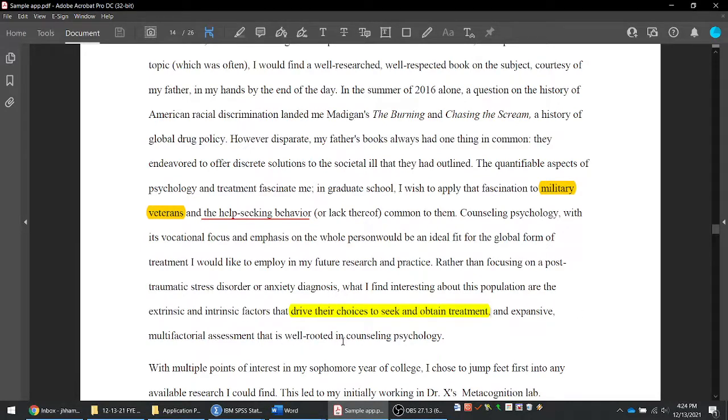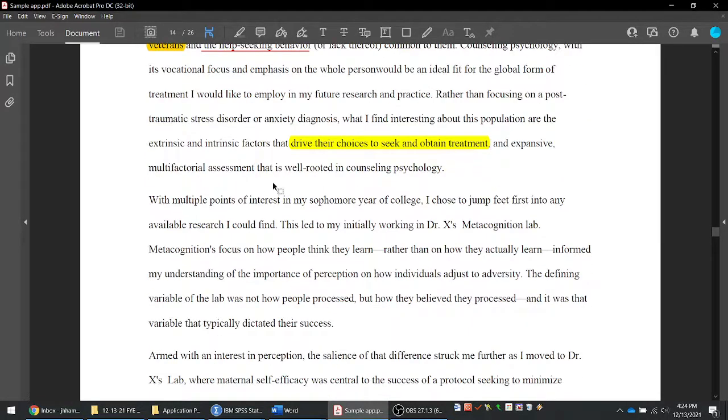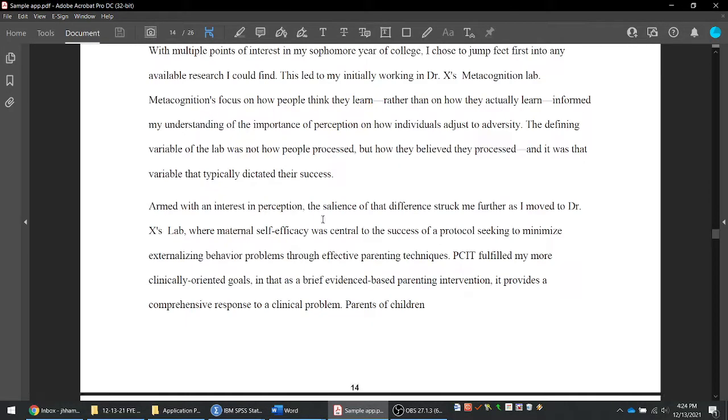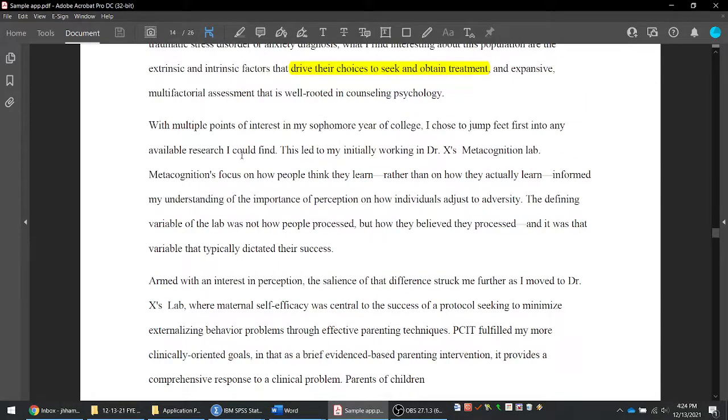Multifaceted is well-rooted in counseling psychology. With multiple points of interest in my studies, I chose to jump feet first into available research. So she's going to talk about research experiences. So I got into this lab, blah, blah, blah. The device is not how people, blah, blah, blah. So you can see here, I'm saying blah, blah, blah. I'm skipping past. This stuff is less interesting to me.